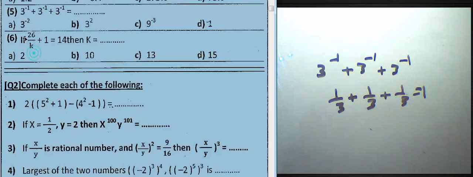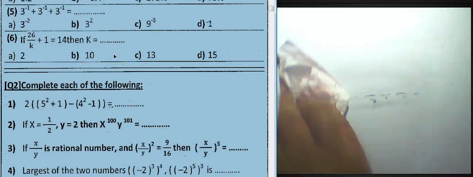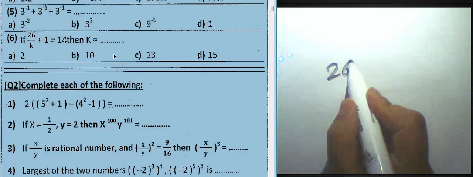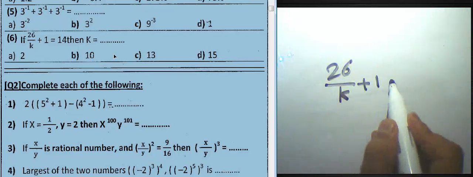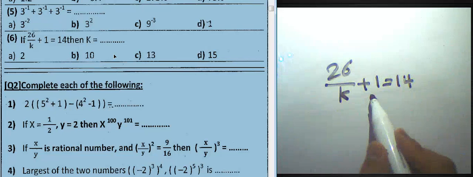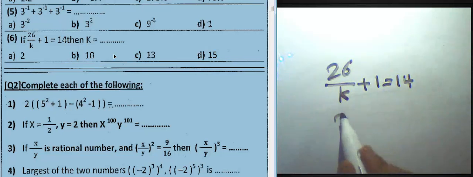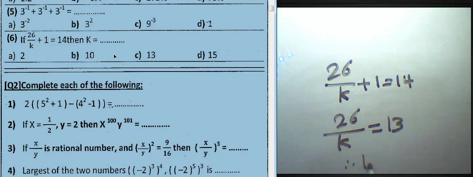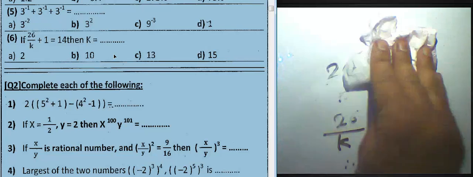Question 6. If 26 over k plus 1 equals 14, k equals space, we can solve this equation here. First, we know 26 over k plus 1 equals 14. We can move 1 from the left hand side to the right hand side. Here 26 over k equals 13. Then k will be 26 over 13, which equals 2. Then k equals 2. Understood? We must write 2 here. Choose letter A.